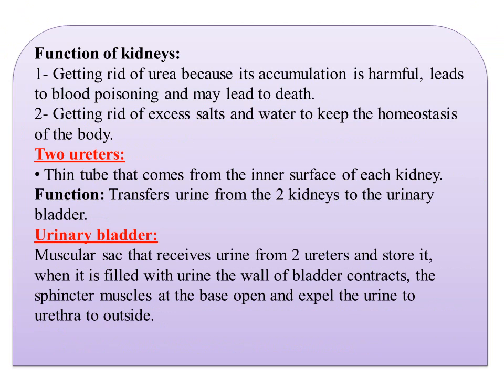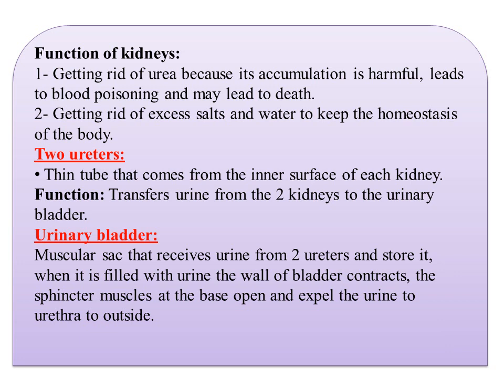About the function of the kidneys, they are responsible for getting rid of the urine, or we can say they are responsible for getting rid of the urea because its accumulation in the blood is very harmful. It leads to blood poisoning and may lead to death. And also the kidneys are responsible for getting rid of the excess salts and excess water to keep the homeostasis of the body.